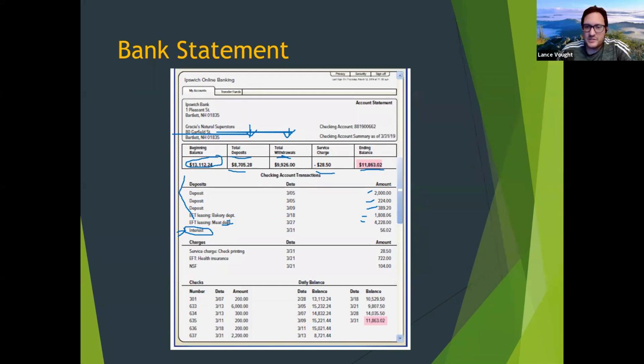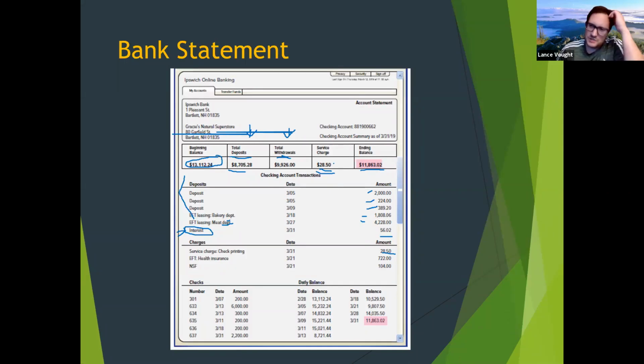Now, my guess is this service charge is because it's an interest-bearing account, but it's okay because their interest more than offsets the service charge, so it's still beneficial for them to collect the interest. If this service charge had been larger than the interest that they generated, it would probably be in their best interest to move to an account where they don't get that service charge. Oh, actually, the service charge is check printing. So I guess I was wrong.